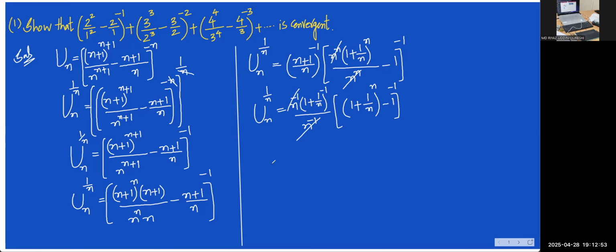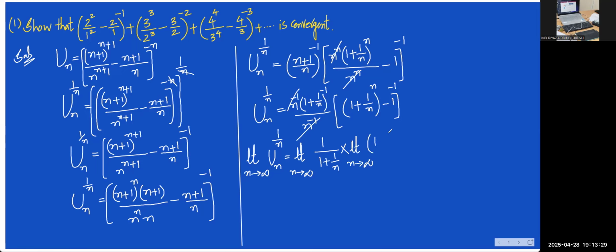Now applying the limit, limit n tends to infinity. Third step of Cauchy's nth root test, applying the limit. Un to the power of 1 by n is equal to limit n tending to infinity, power negative, now we can also write 1 by (1 plus 1 by n), into, see we have two terms here. Limit will go to this term, and moreover the limit will apply to this one also.